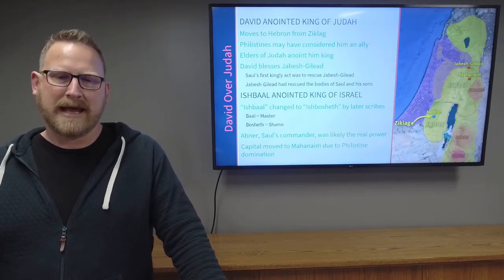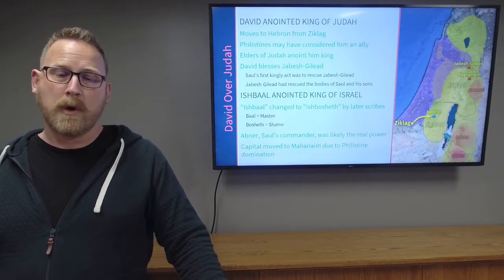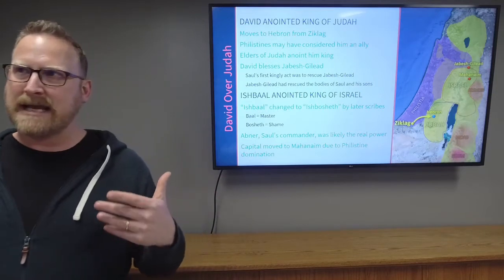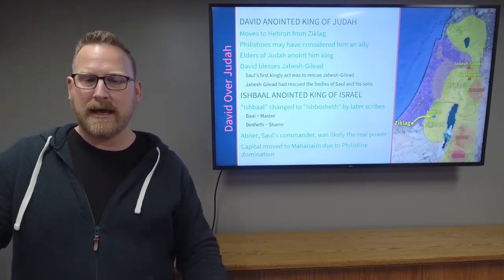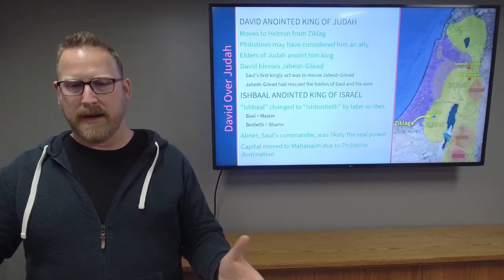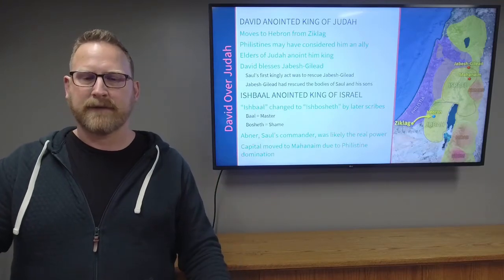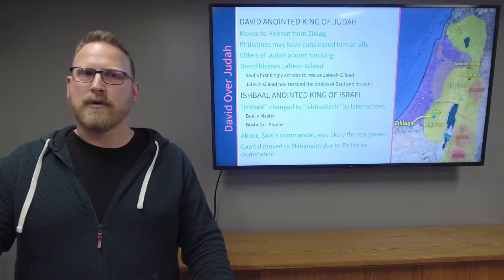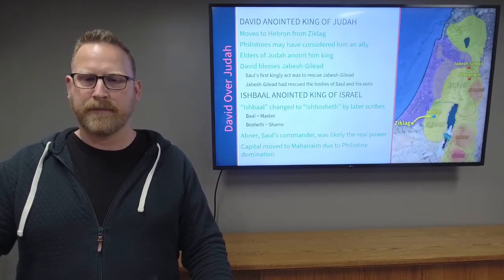and not Ishbosheth. So Abner, who is Saul's military commander, takes Saul's one remaining son, well, not the only remaining son, but the one from his first wife, and makes him the king of the northern tribes of Israel.